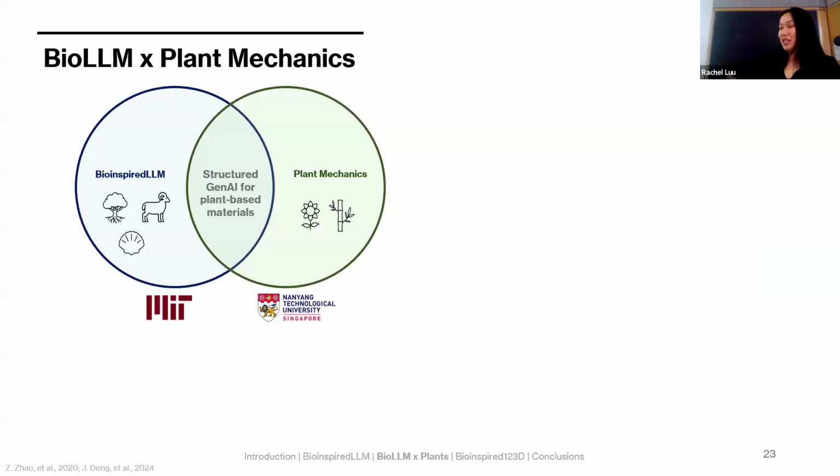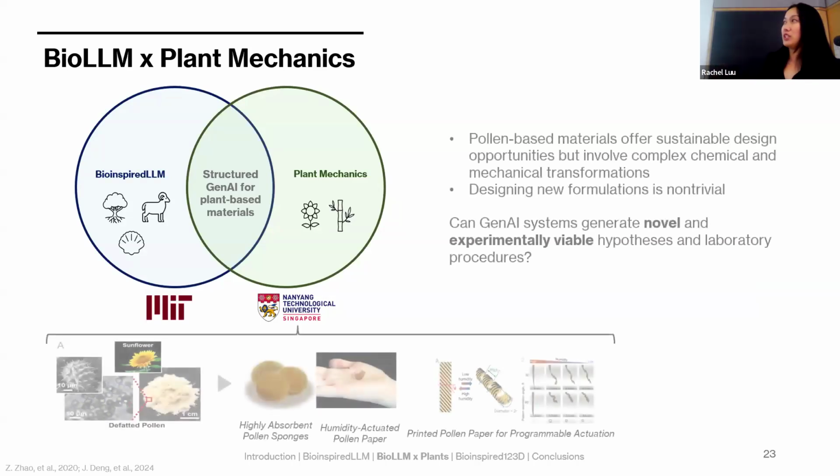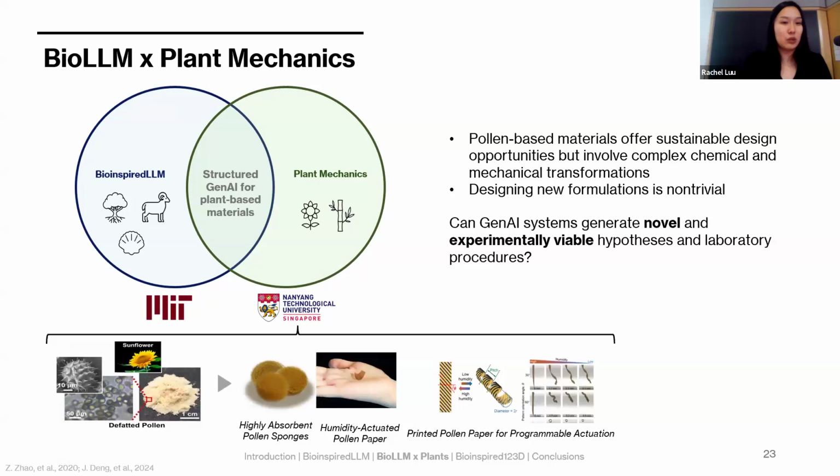What you need to know about them is that they studied plant mechanics, but more specifically, these pollen-based materials. The idea is that they're able to transform this highly abundant, biodegradable waste material into highly functional forms. They're transforming defatted pollen into highly absorbent pollen sponges, humidity-actuated pollen paper, and even printing on that pollen paper to program how it folds and actuates. Isn't that super neat?